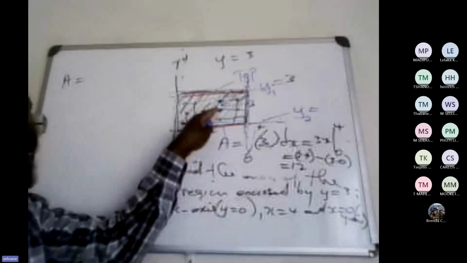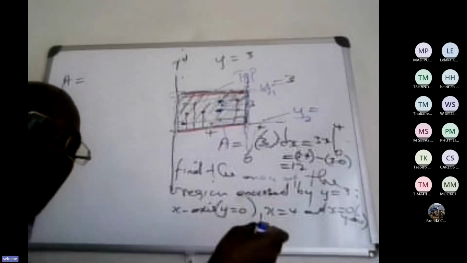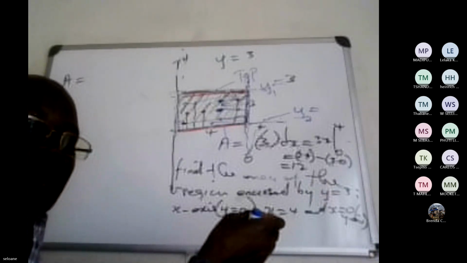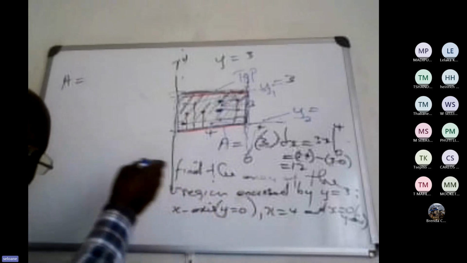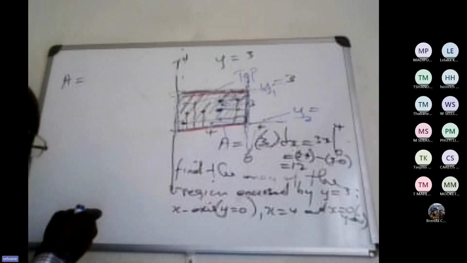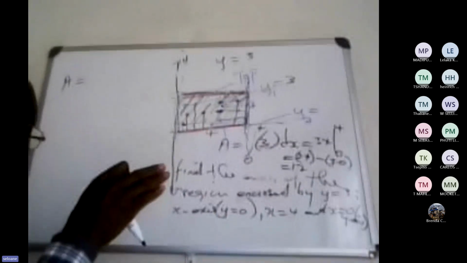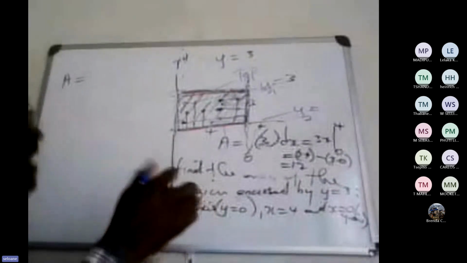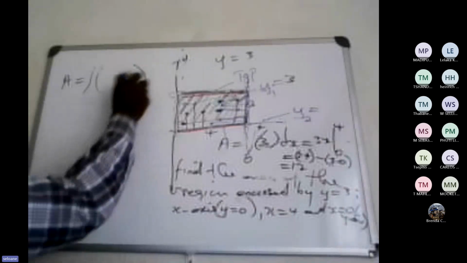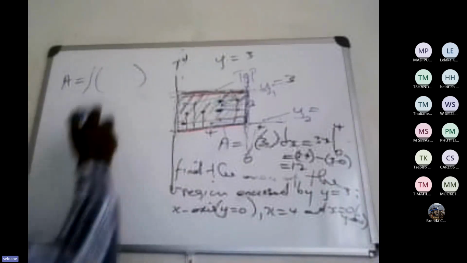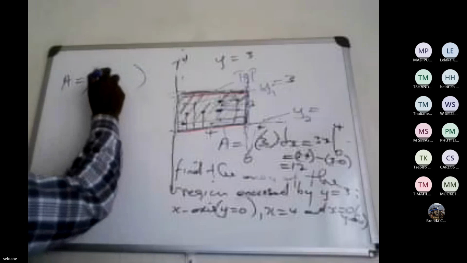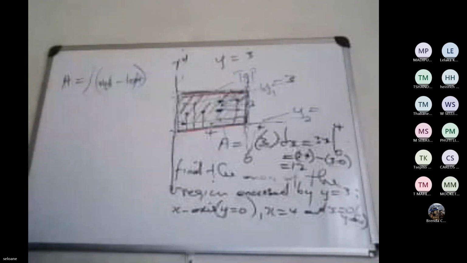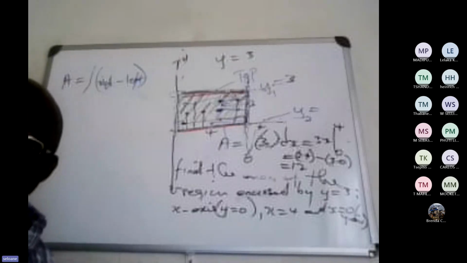So therefore, this region is enclosed on the right side by one function or one curve. It's also enclosed on the left side by another curve, irrespective of your position in the region. So if that is the case, then we're going to integrate the difference of what? Of the right and the left. Does it make sense?